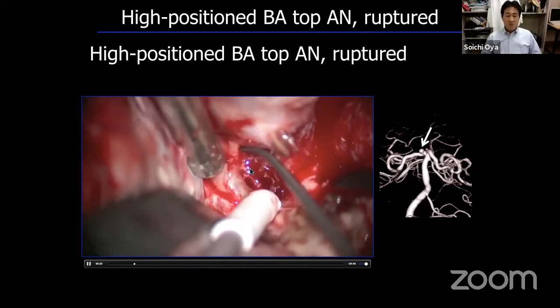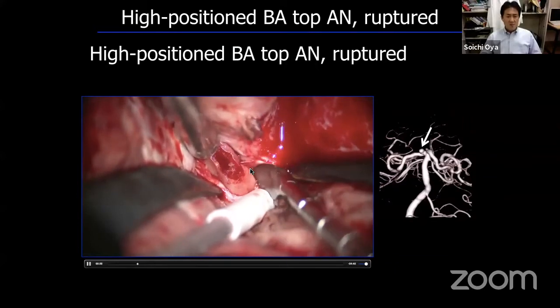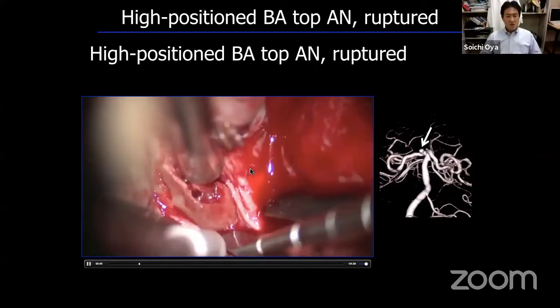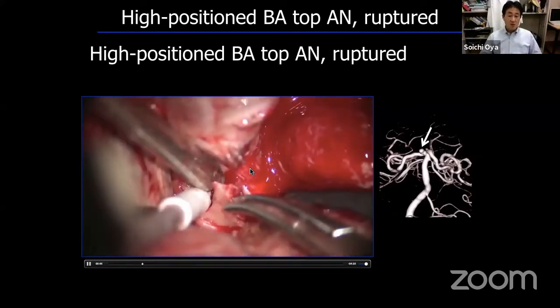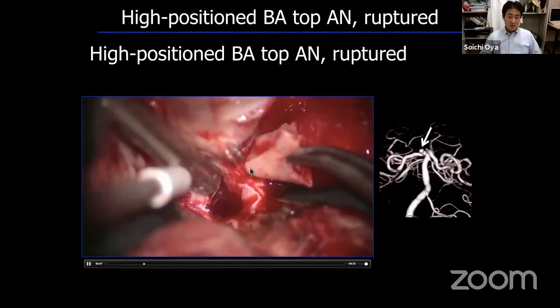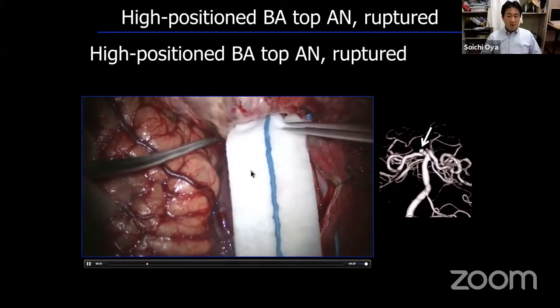I'm also removing the anterior clinoid process. If you have some difficulty removing the anterior clinoid process, let me advise you to add a little bit of drilling on the optic strut. And then I open the dura.